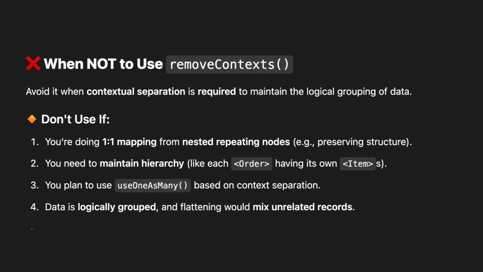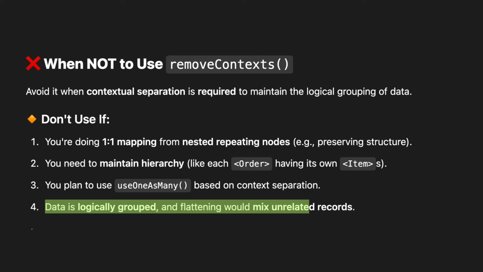Let's talk about the use cases where you should not use the removeContext function. When you're doing one-to-one mapping from nested repeating nodes, you should never use removeContext. Another thing is, if you want to maintain the hierarchy of the input structure, you should not use removeContext because removeContext actually removes the context. It can mess up the order of the incoming structure. The third aspect is, if you plan to use the one as many function based on the context separation, because this function ideally depends on the incoming context. If you use removeContext, it actually removes the context, so the output structure can be really messy.